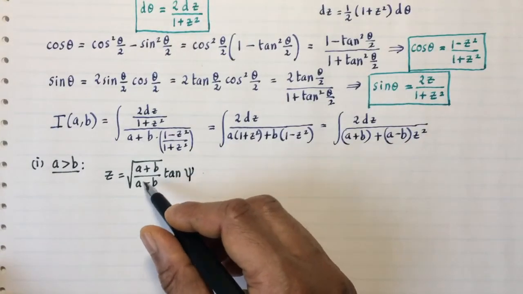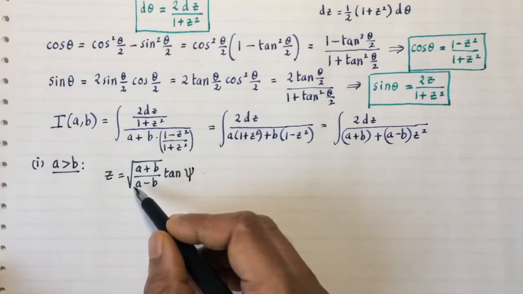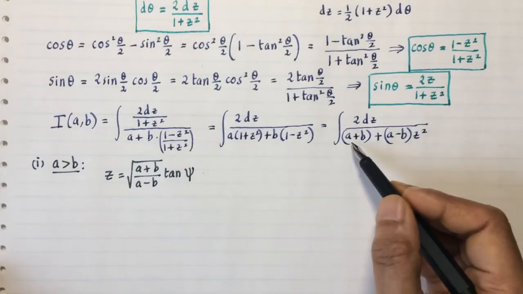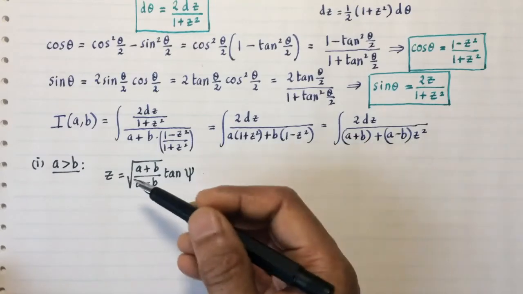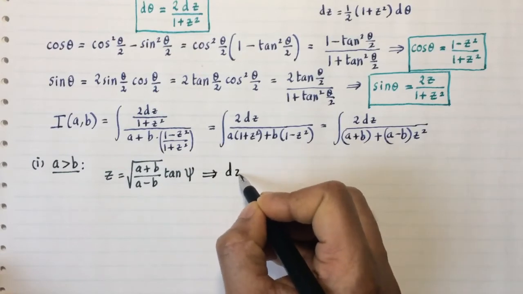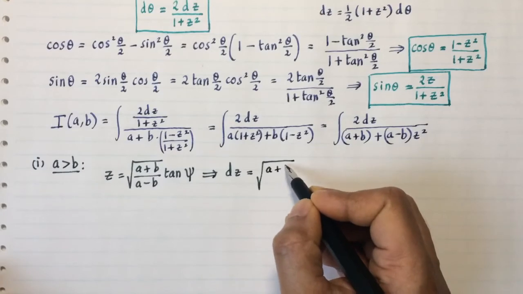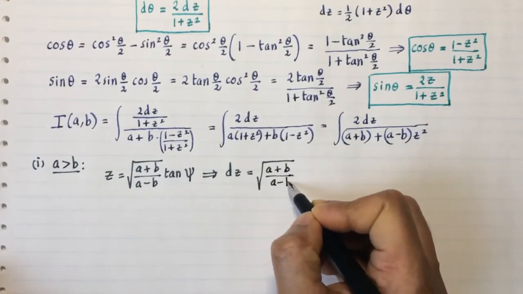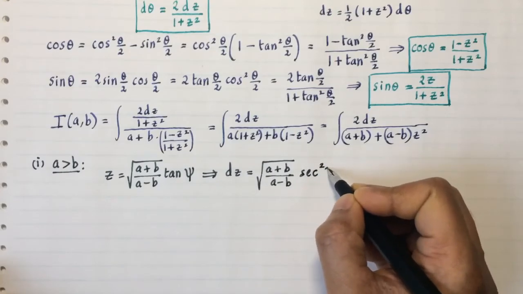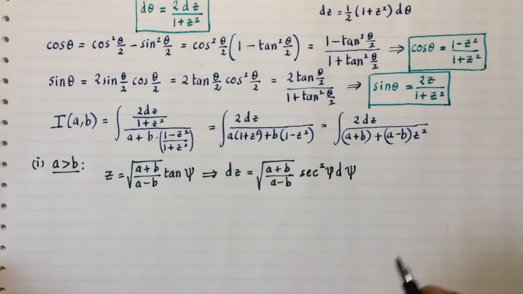I cannot use theta anymore, so I'll use the angle psi. If I use the substitution, observe that when I take z squared, I get a plus b over a minus b, and that a minus b cancels out nicely, and I just get a plus b common in the denominator, which I can pull out. So this will work out nicely. Take the dz of both sides. So that's going to be the square root of a plus b over a minus b times the differential of tan, which is secant squared psi d psi. Let's substitute this back into the integral.